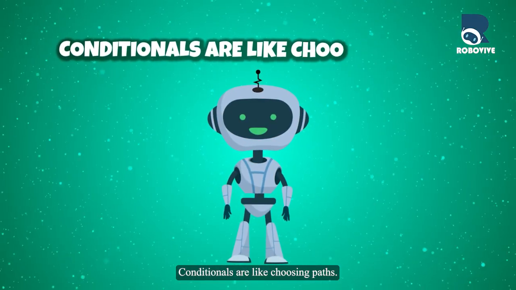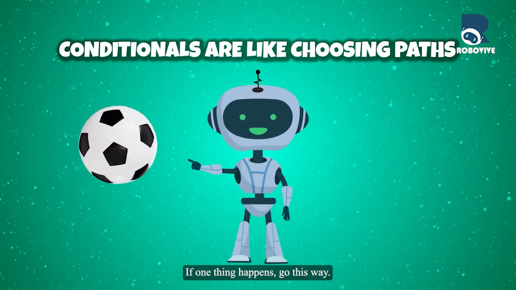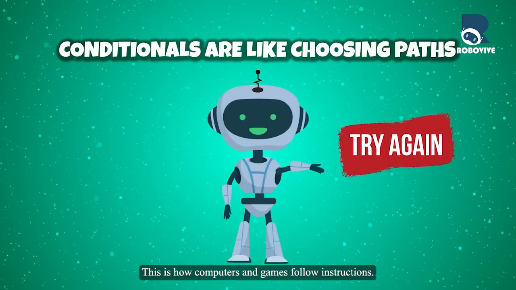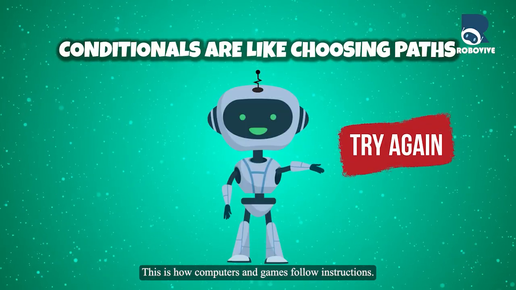Conditionals are like choosing paths. If one thing happens, go this way. If something else happens, go another. This is how computers and games follow instructions.